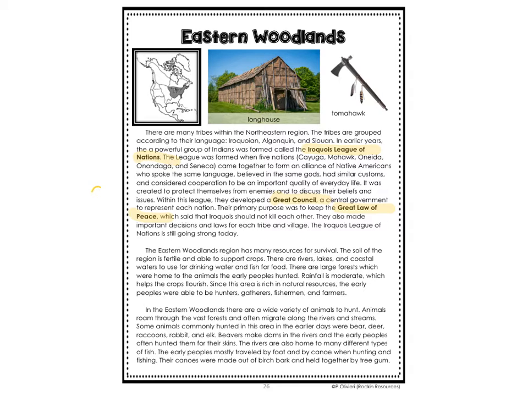The league was formed when 5 nations, the Cayuga, Mohawk, Oneida, Onondaga, and the Seneca, came together to form an alliance of North Americans who spoke the same language, believed in the same gods, had similar customs, and considered cooperation to be an important quality of everyday life. It was created to protect themselves from enemies and to discuss their beliefs and issues.